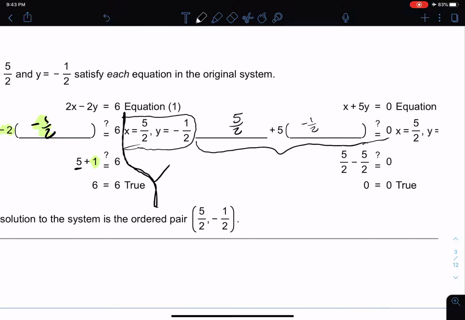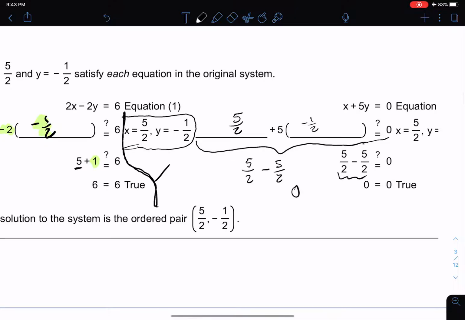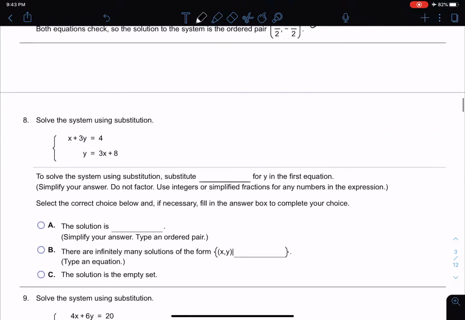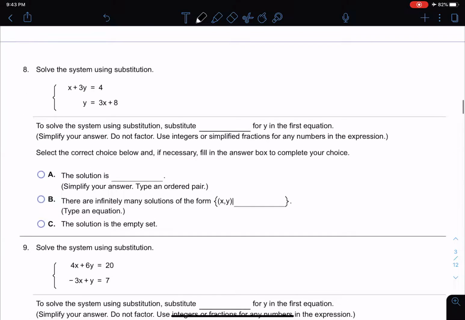And 5/2, right? There's nothing to multiply that one by. But 5 times -1/2 makes -5/2. And 5/2 minus 5/2 makes a 0, and that's here. We got it right there, right? So that makes it true. So we know that the answer for sure is 5/2, -1/2. Like I said, having it like that, I think made it almost more complicated in some ways. Let's see how much space I have to fit this in here.